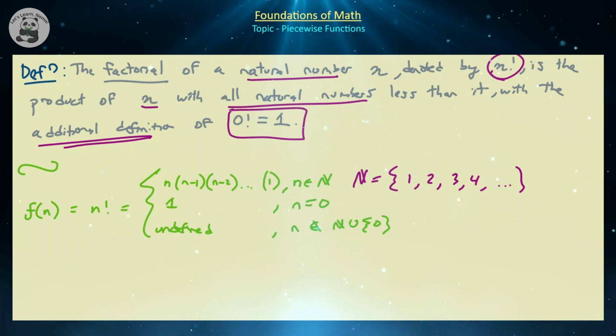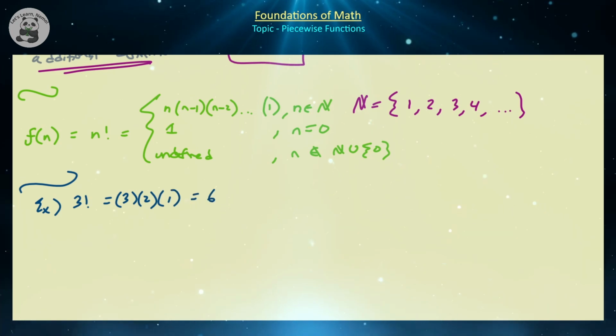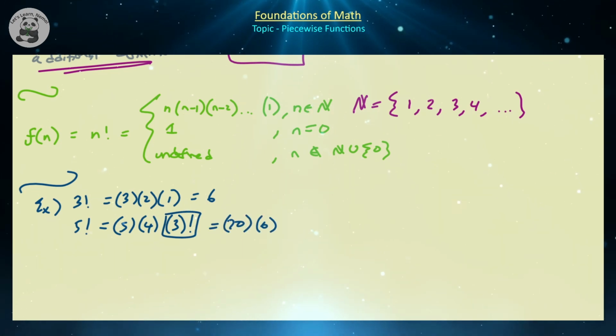Let's look at a couple examples on how to evaluate factorials for these particular whole numbers. So if I were to ask you what is the value of 3 factorial, that's going to be 3 times 2 times 1, which is going to be equal to 6. If somebody asks you what is 5 factorial, that's going to be equal to 5 times 4 times 3 times 2 times 1, but that's just the same as 5 times 4 times 3 factorial. So that's going to be equal to 20 times 6, which is going to be equal to 120. So you can do some shortcuts like that.